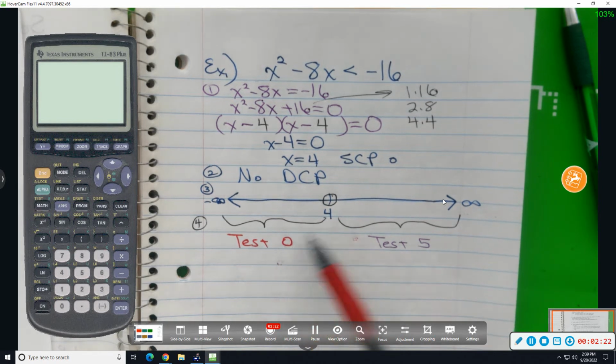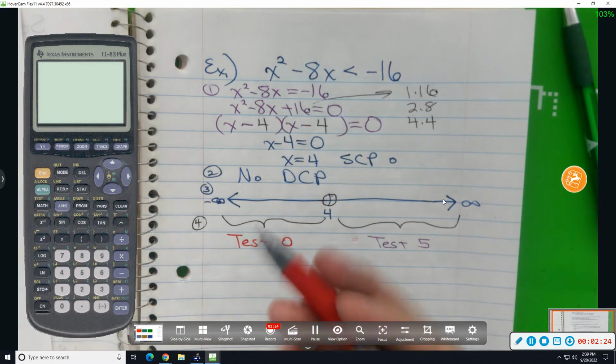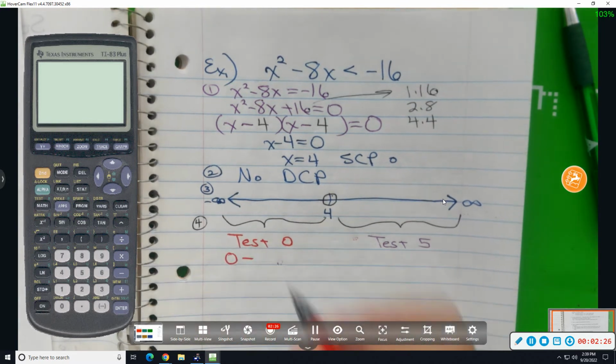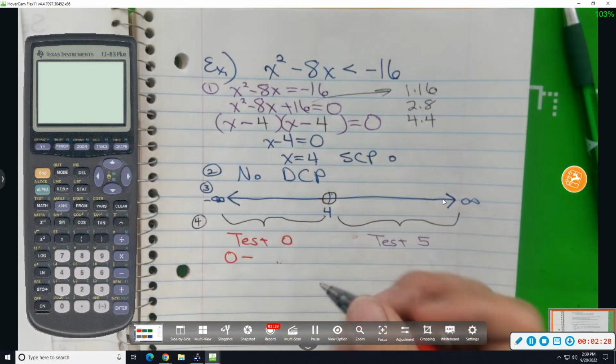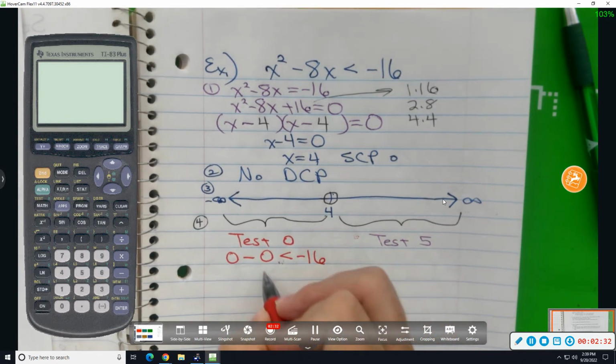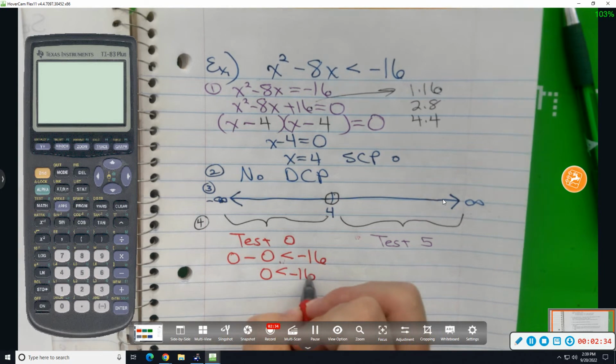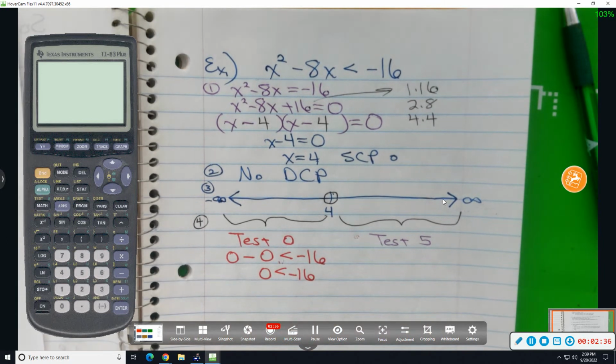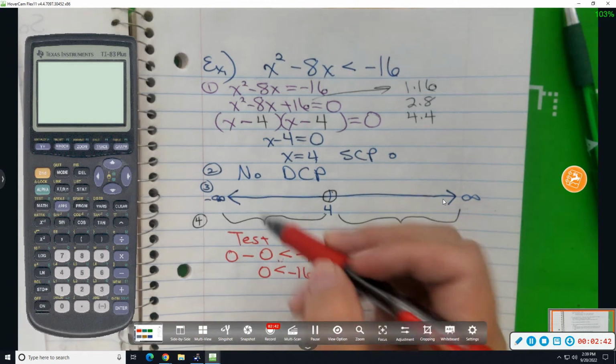Well, if you're going to choose something bigger, a number that's real easy to square is 10. I like to use 10 when 10 is in the interval, just like I like to use 0 when 0 is in the interval. Plugging in 0, we get 0 squared, which is 0, minus 8 times 0 is 0, is less than negative 16. So 0 is less than negative 16. True or false? 0 smaller than negative 16? False, so we cross it out.